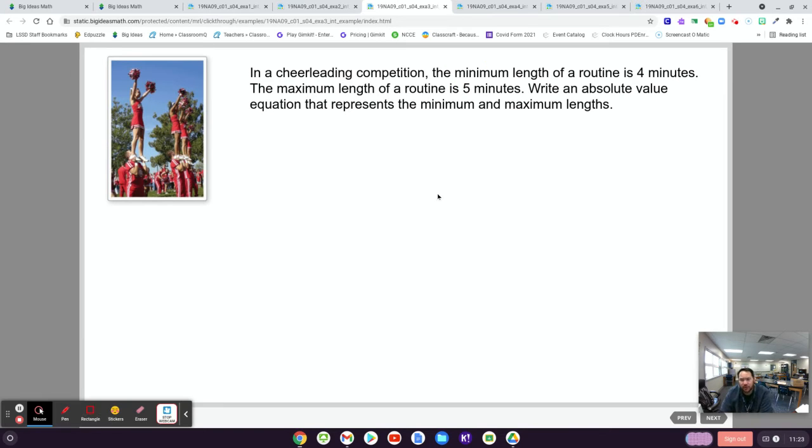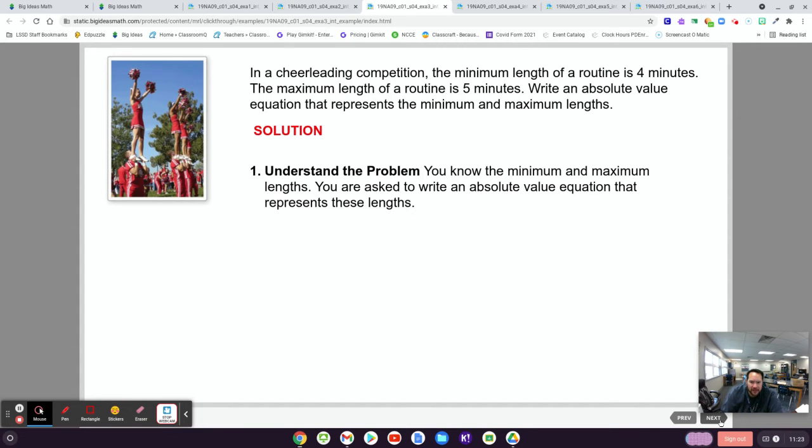Oh, first one is a story problem. So here we have a cheerleading competition. The minimum length of a routine is 4 minutes. That's the shortest length. The maximum length is 5 minutes. Write an absolute value equation that represents the minimum and maximum lengths. There's a little trick to this one, which we're going to get to.